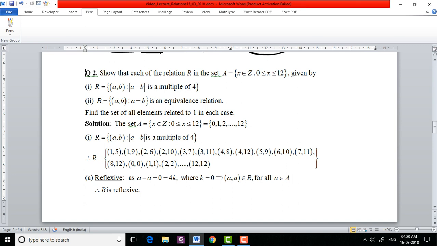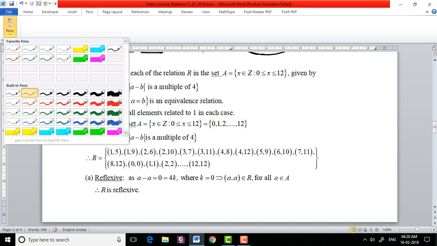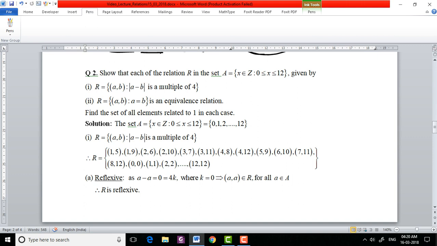Show that each of the relations R in the set A. Now set A is the set containing x such that x is an integer and x is greater than or equal to 0 and less than or equal to 12. So we are dealing with whole numbers starting from 0 to 12. So set A contains 0, 1, 2, 3, 4 until 12. So this is my set A.